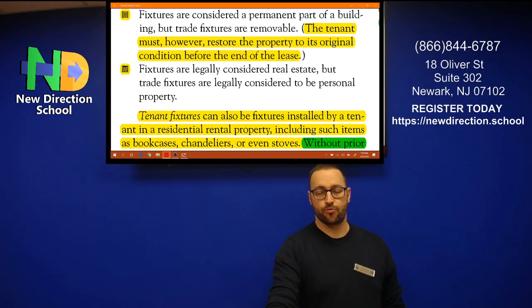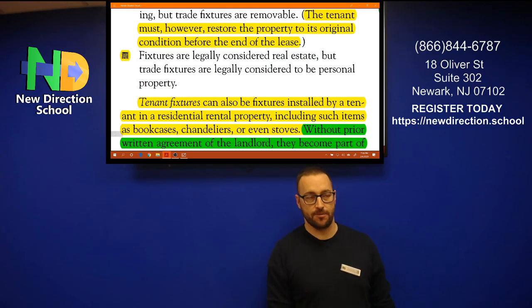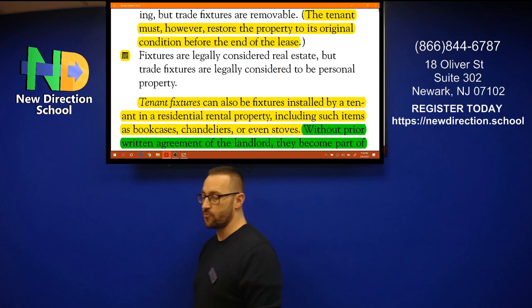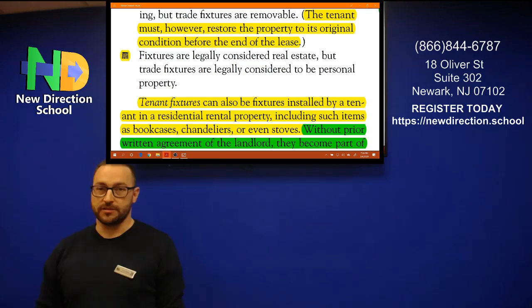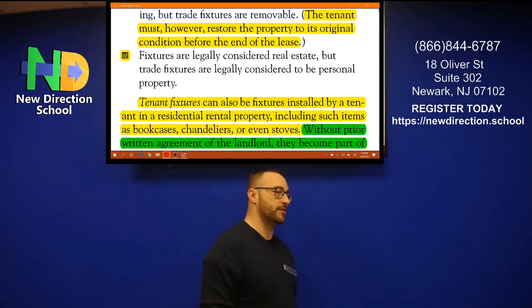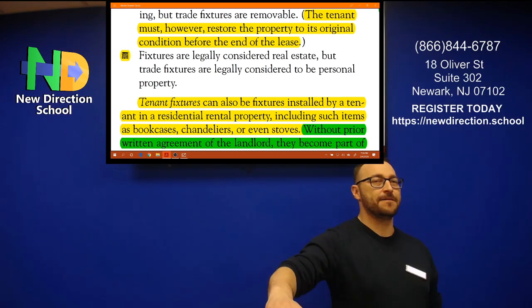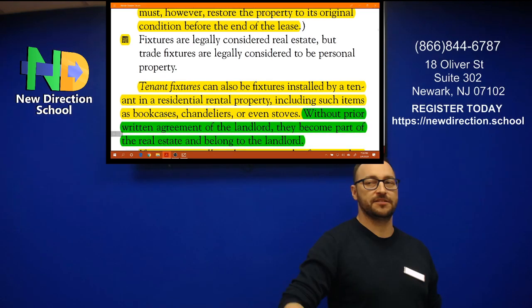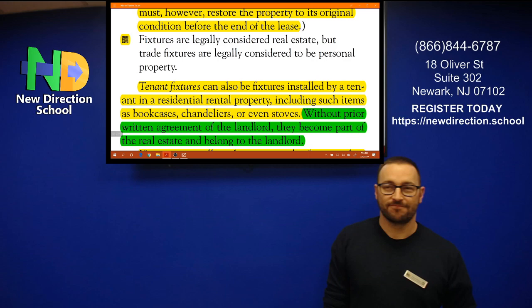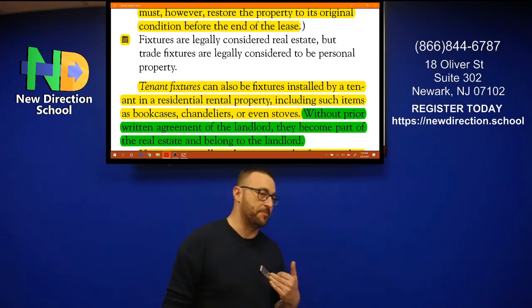Without prior written agreement of the landlord. They become part of the real estate and they belong to the landlord. You installed, you never asked for my permission.